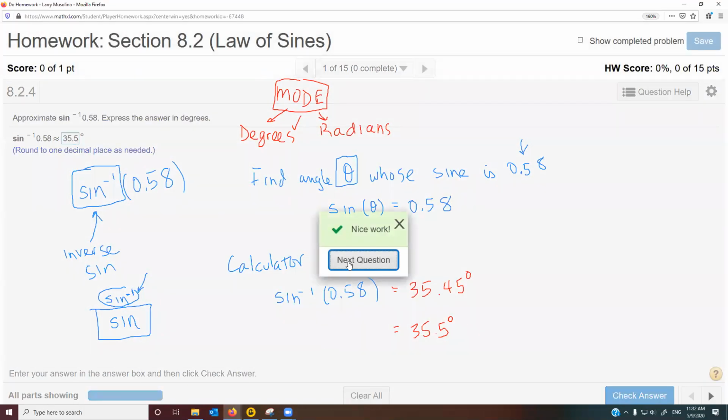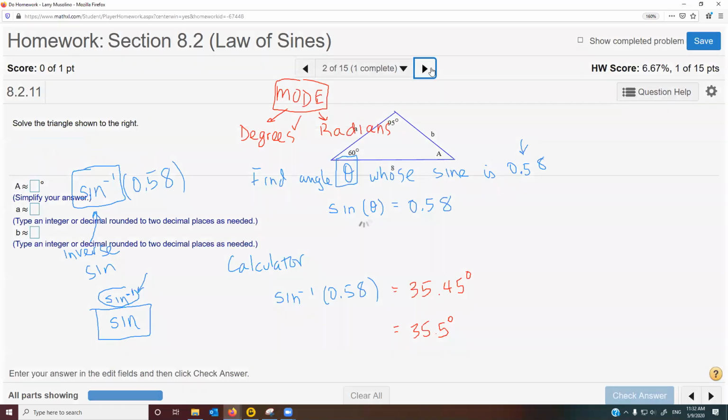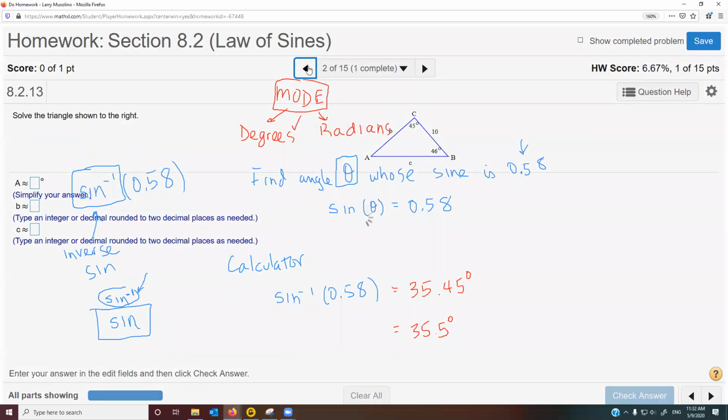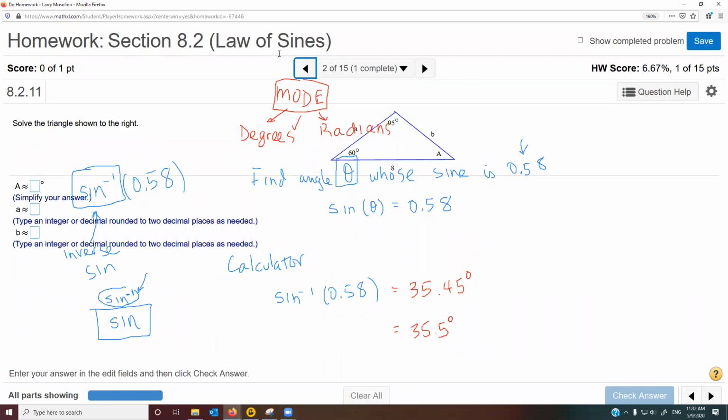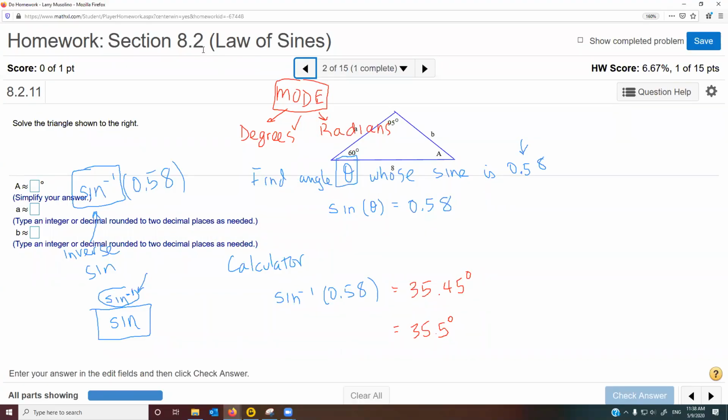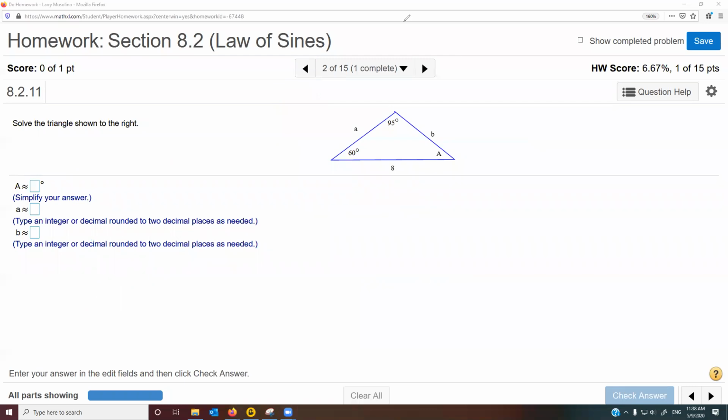All right, let's go to another example, the next one that says solve a triangle. Notice the question here is to solve the triangle to the right. When they say solve the triangle, what they really ask you to do is find any missing sides and angles. So in this example, they're asking us to find angle A, side A, and side B, and this other side is given as 8.